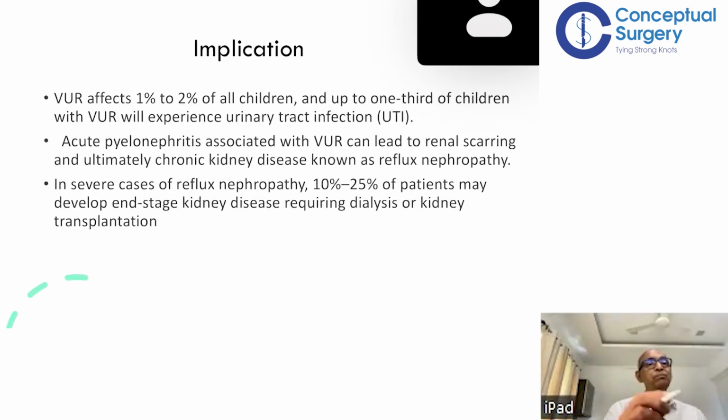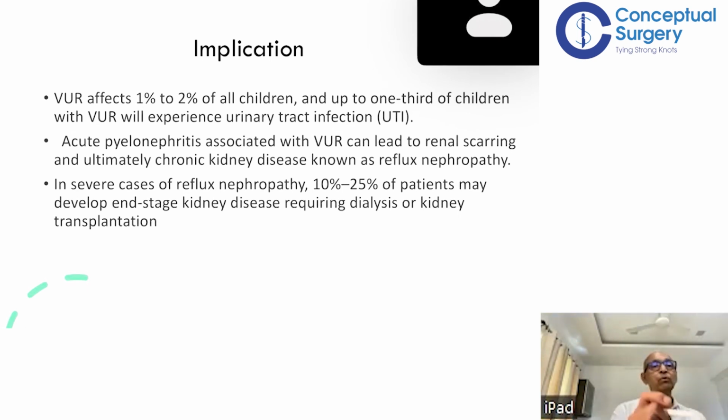Now, what are the implications of Vesico Ureteric Reflux, and how often does it affect people? It approximately affects 1 to 2% of all children. That's quite a lot if you consider the birth rate in our country. And up to one third of these children with VUR will also experience urinary tract infection.